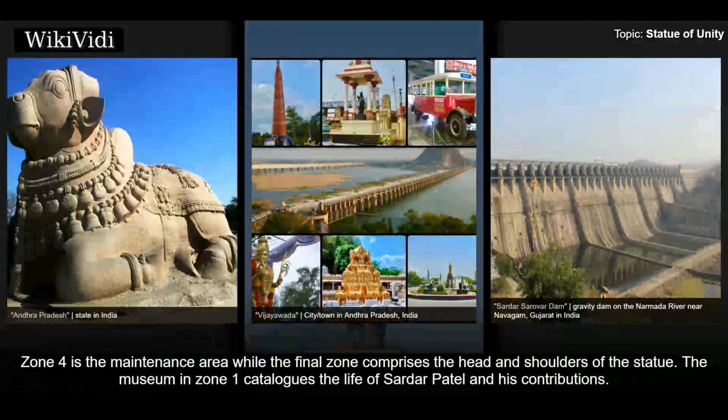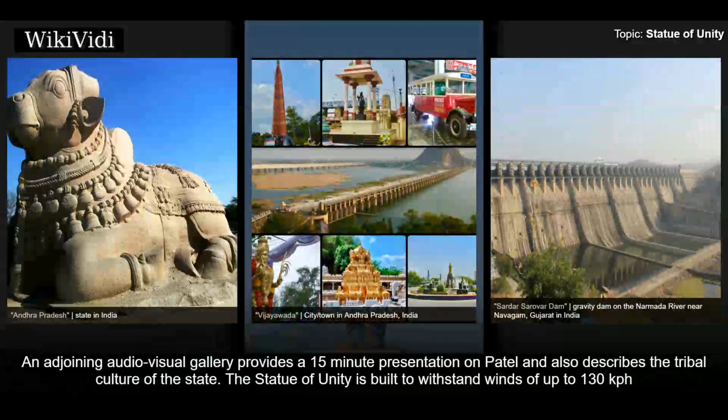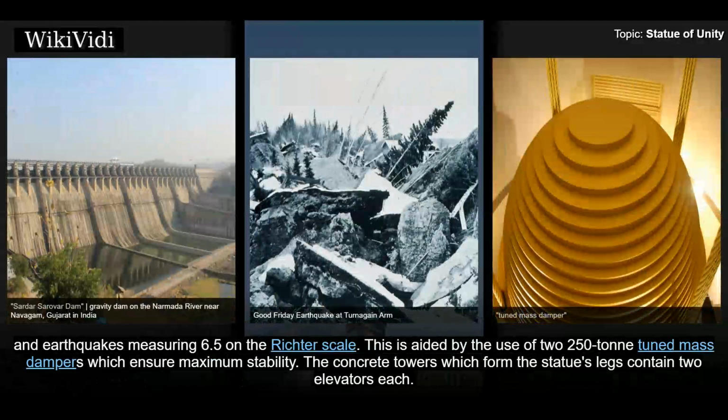The museum in Zone 1 catalogues the life of Sardar Patel and his contributions. An adjoining audio-visual gallery provides a 15-minute presentation on Patel and also describes the tribal culture of the state. The Statue of Unity is built to withstand winds of up to 130 km per hour and earthquakes measuring 6.5 on the Richter scale. This is aided by the use of 2 250-ton tuned mass dampers which ensure maximum stability.